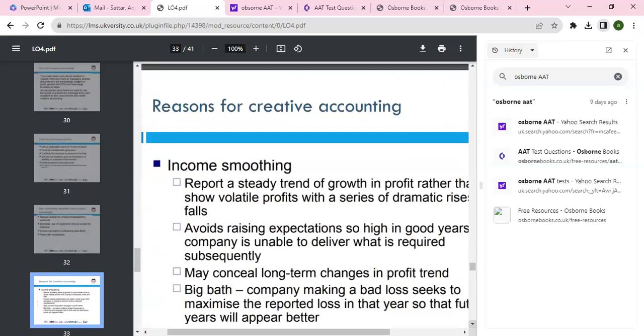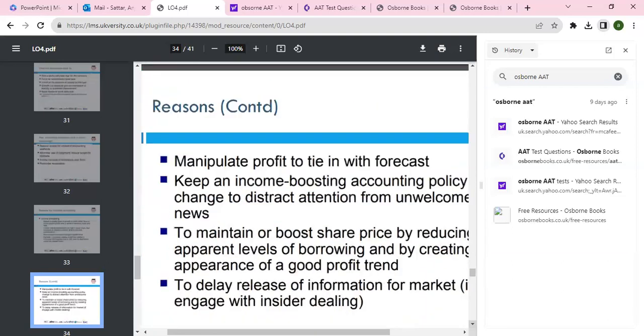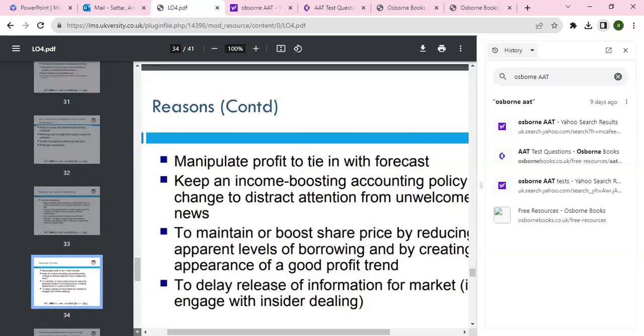Yes, the reasons for creative accounting: to report steady trends, avoid raising expectations in good years, and to conceal long-term changes in the profit and loss. That's what we need to look at, as these carry on happening. Okay, so we can look at how the profits of these companies are manipulated, and some creative accounting issues which carry on happening. So we need to make sure we do not rely only on the ratios themselves.